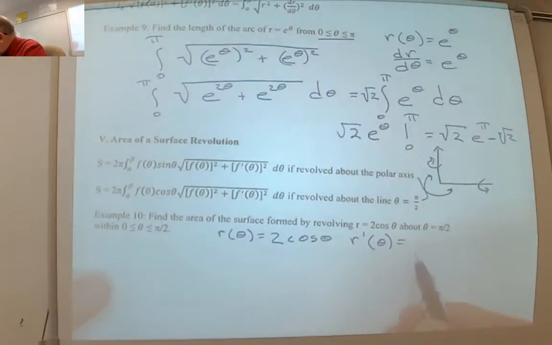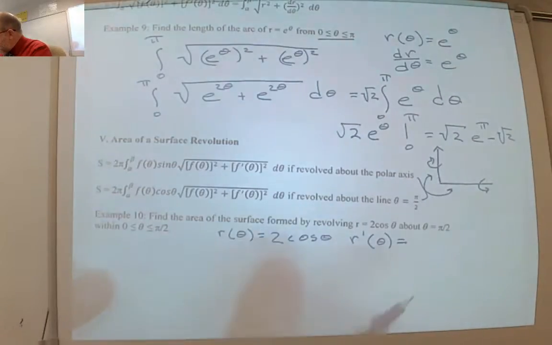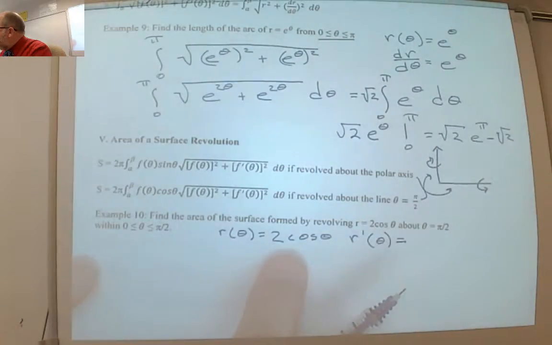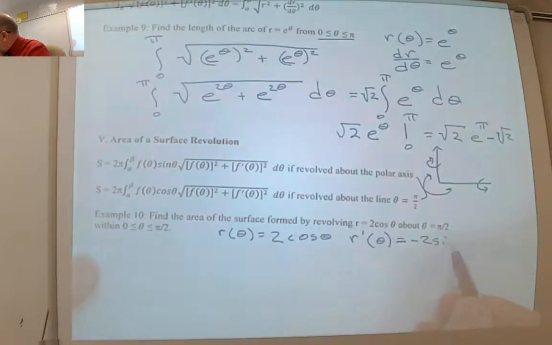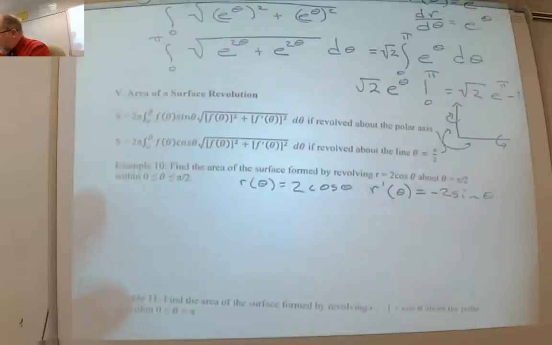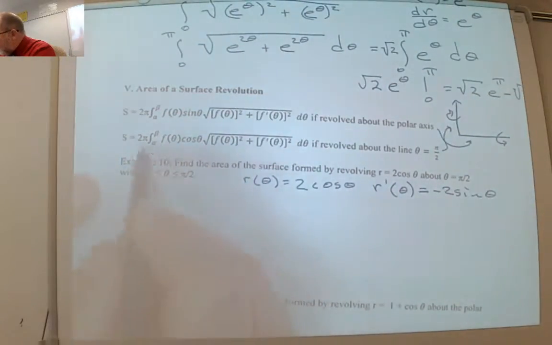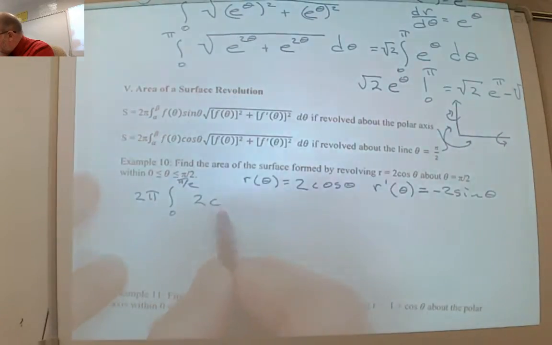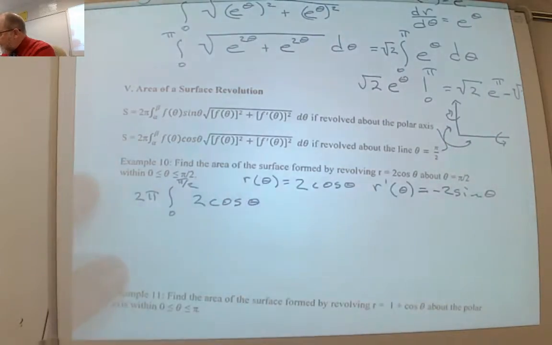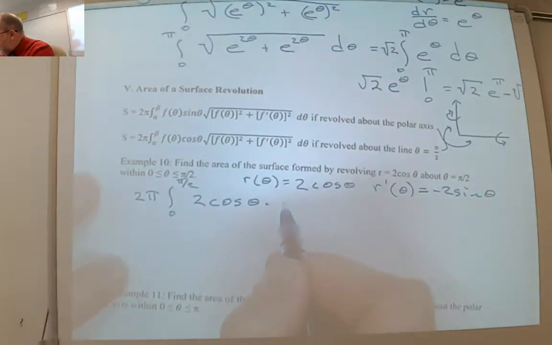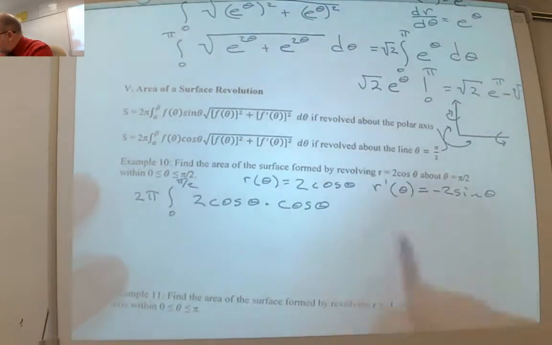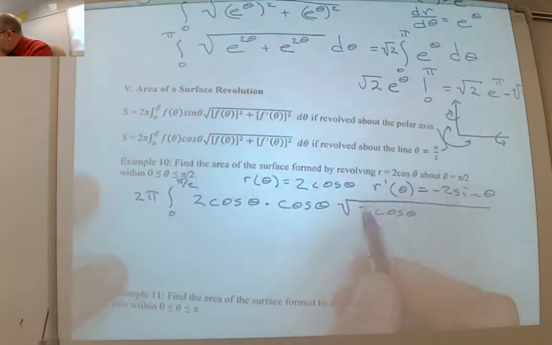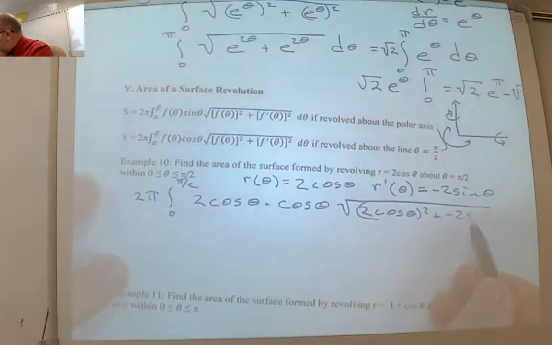So Doris, what's the derivative of this? 2 cosine theta. Yeah, negative 2 sine theta. I second. So it's going to look like 2 pi. I'm going to integrate from 0 to pi over 2 because I'm given that. I have 2 cosine theta, that's my r of theta, the part that goes in there, times the cosine of theta, that's part of the formula, equal to the square root of 2 cosine theta squared plus negative 2 sine theta squared d theta.